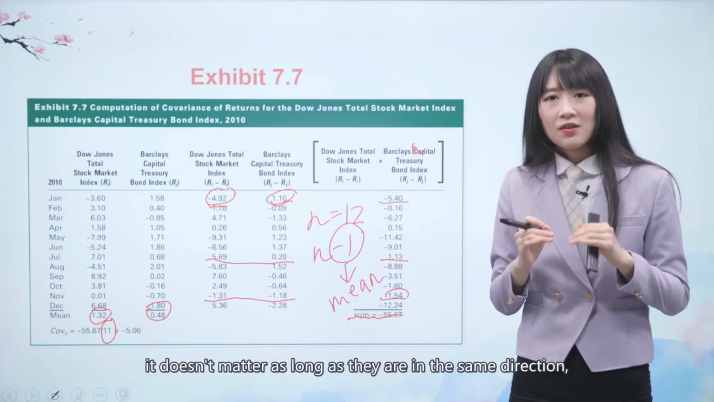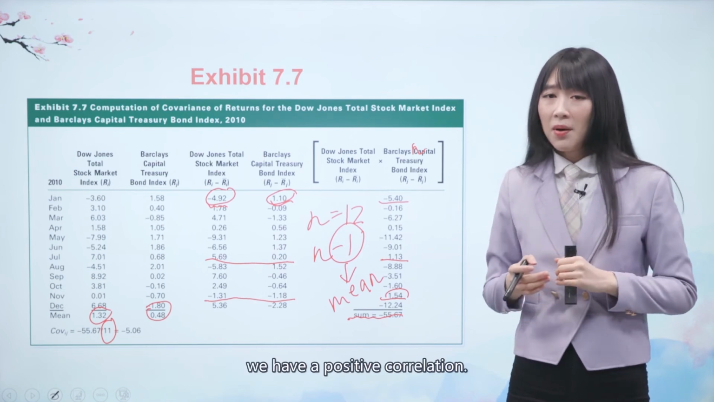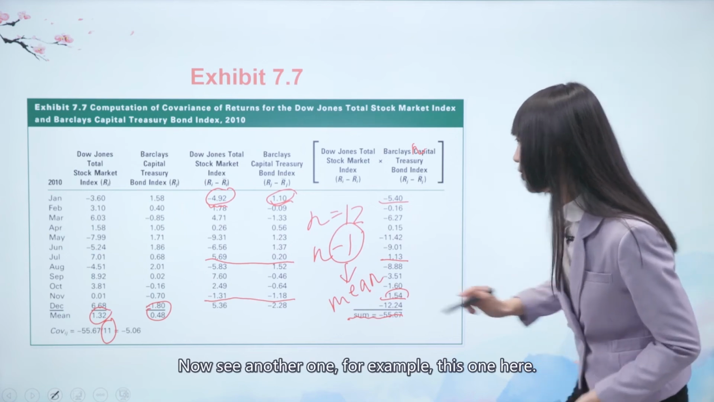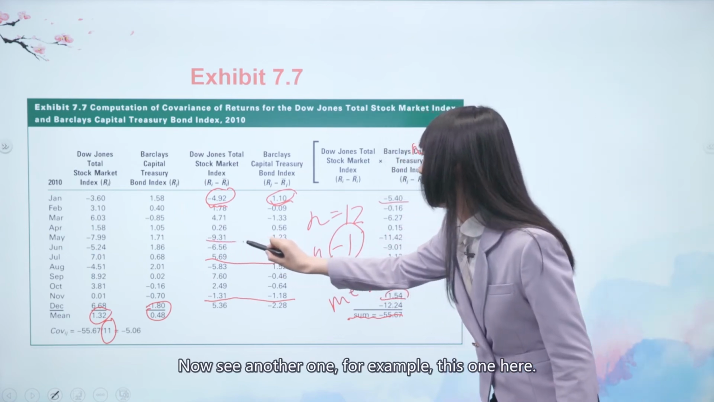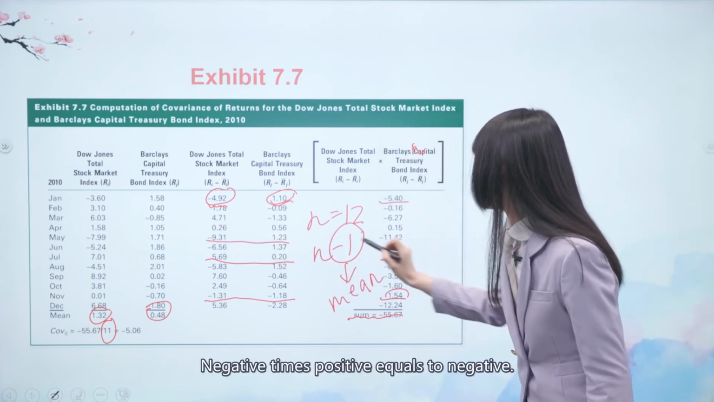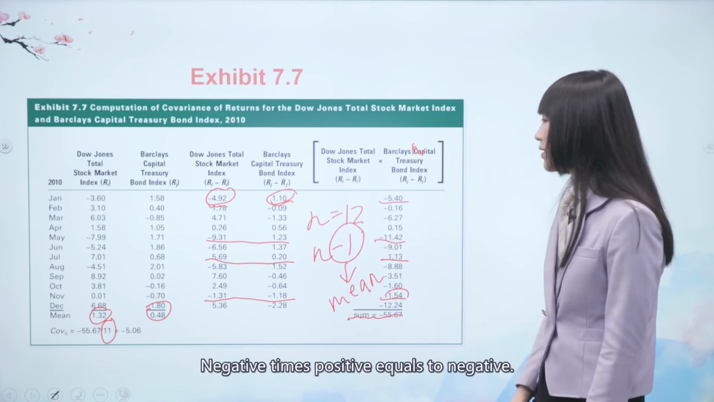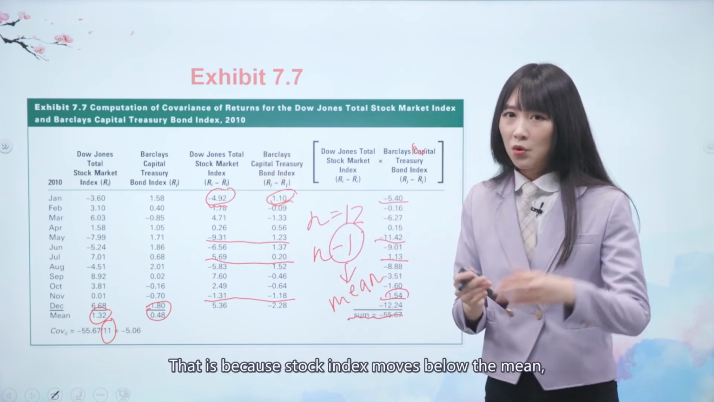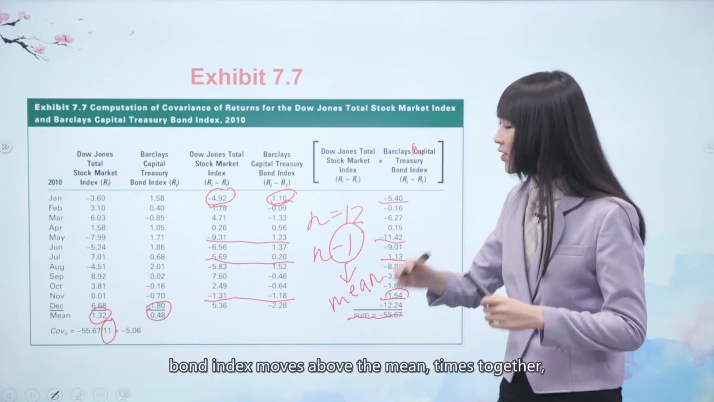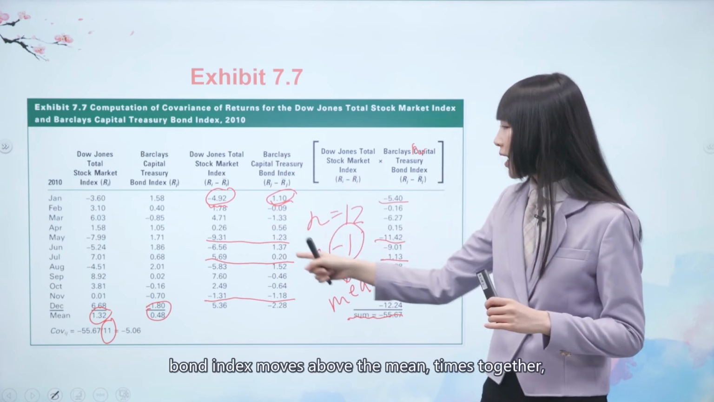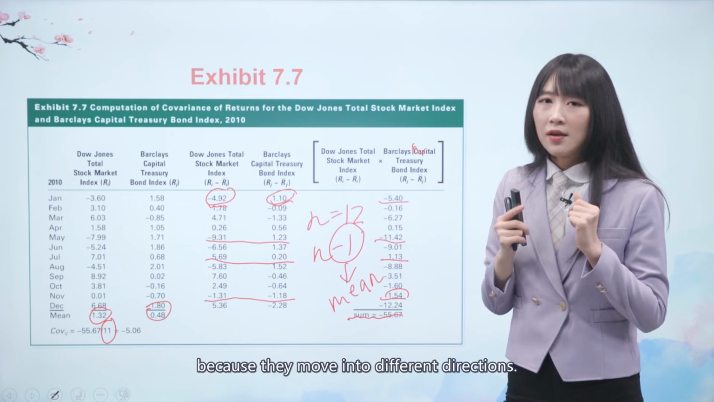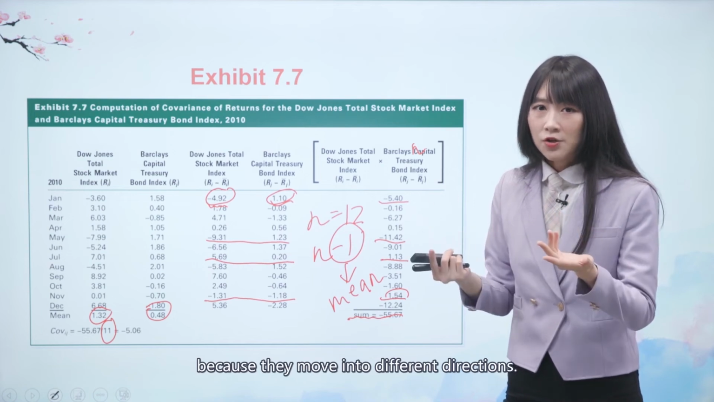As long as they are in the same direction, we have a positive correlation. Now, see another one. For example, this one here. Negative times positive equals negative. That is because the stock index moves below the mean, and the bond index moves above the mean. Multiplied together, they give a negative correlation because they move in different directions.